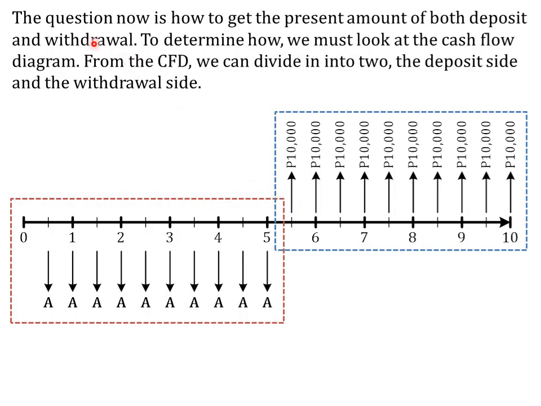Okay. The question now is how to get the present amount of both deposit and withdrawal. So, that is the main problem. So, how do we get it? To determine how, we must look at the cash flow diagram. Okay? From the cash flow diagram, we can divide it into two, the deposit side and the withdrawal side. Okay? So, we categorize it into two types of transaction, the deposit and the withdrawal. With this, we can simplify the analysis of how to determine the present worth in every transaction.